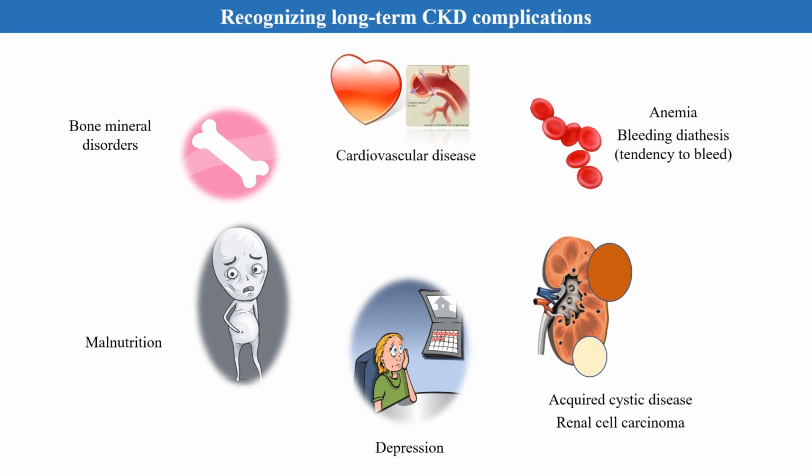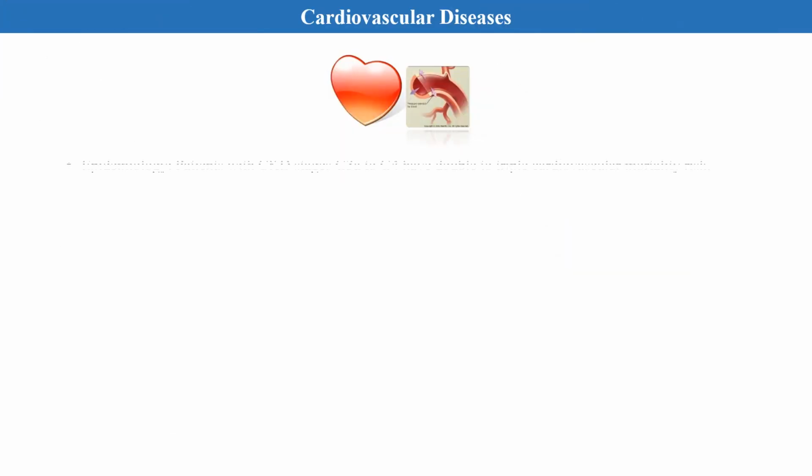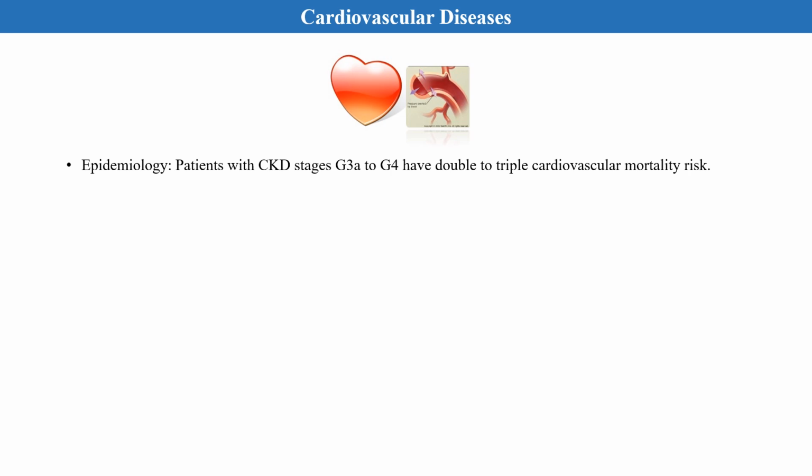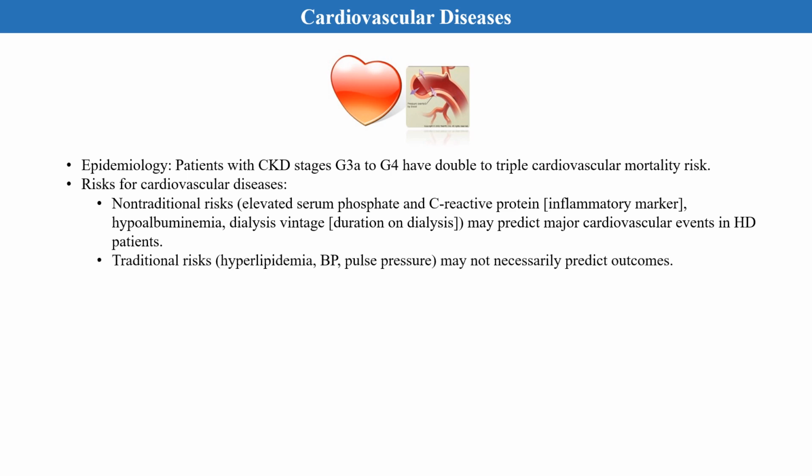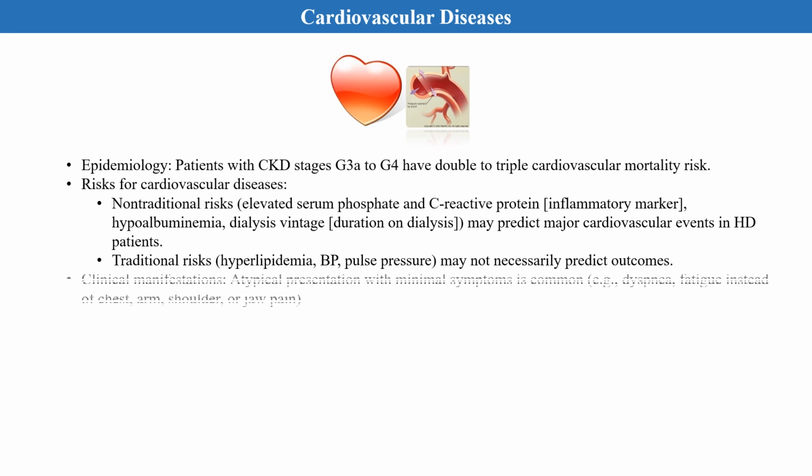Starting with cardiovascular diseases. Patients with CKD stages 3 to 4 have double to triple cardiovascular mortality risk. Risk for cardiovascular diseases involve non-traditional risk, including elevated serum phosphate and C-reactive protein levels, hypoalbuminemia, and dialysis vintage. Traditional risks such as hyperlipidemia and blood pressure may not predict outcomes in dialysis patients.